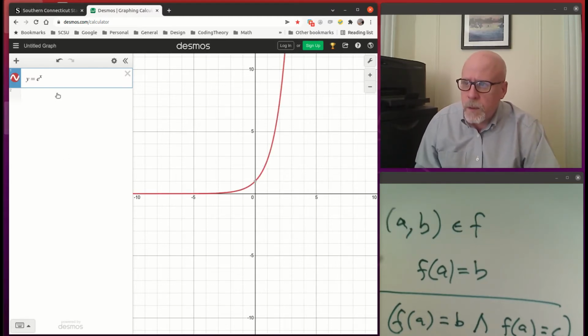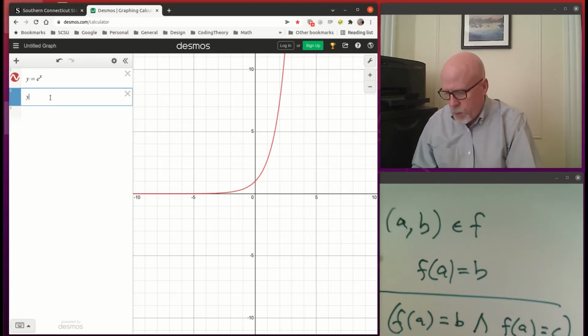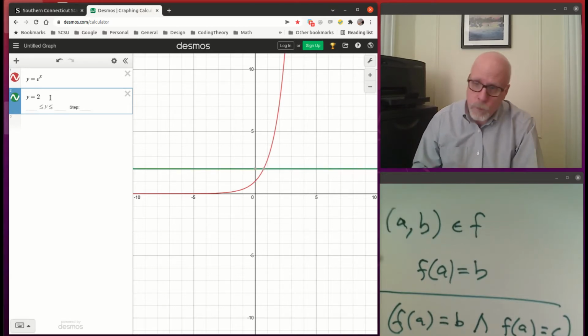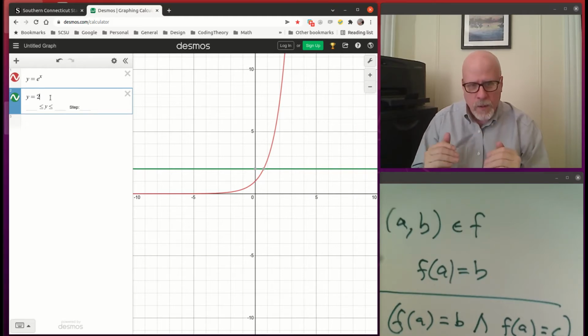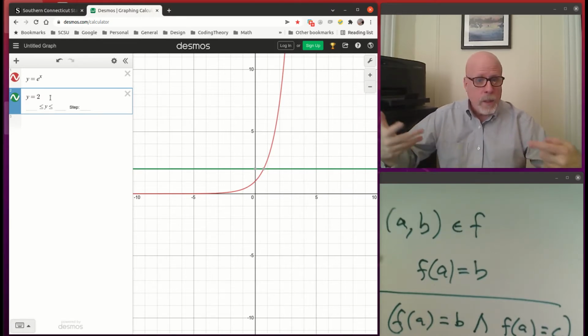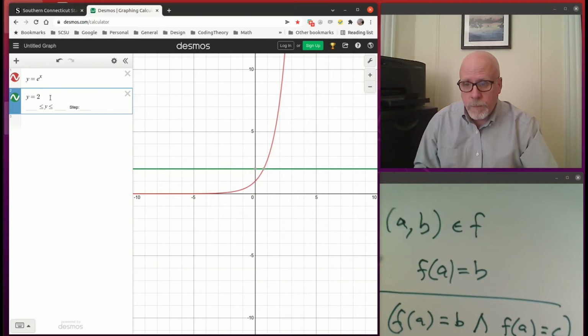Y equals e to the x looks like that. If I plot a horizontal line like y equals 2, it hits it once. And why is that? The places where this line would hit the graph are all the places where an x value gets mapped to 2. And we're saying there's really just one. So yeah, there's only going to be that one spot where a horizontal line crosses that thing.